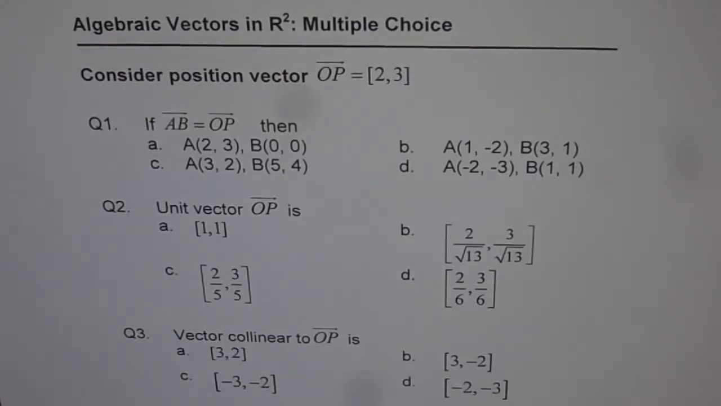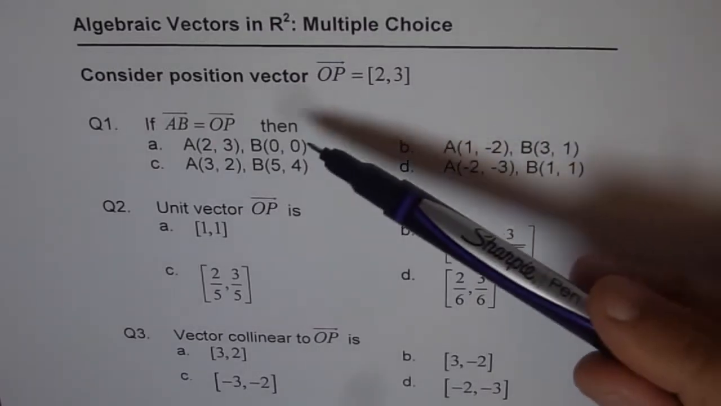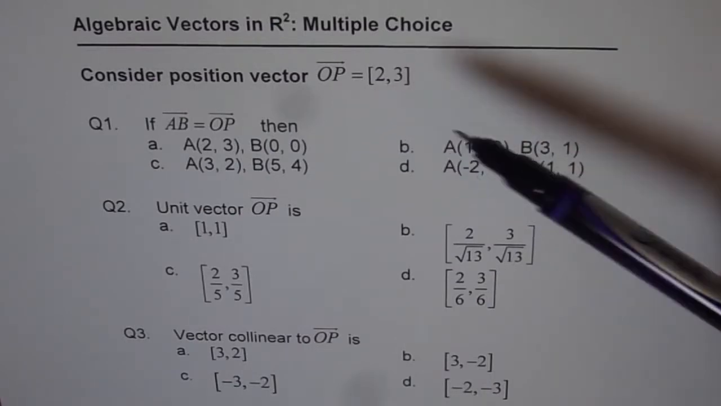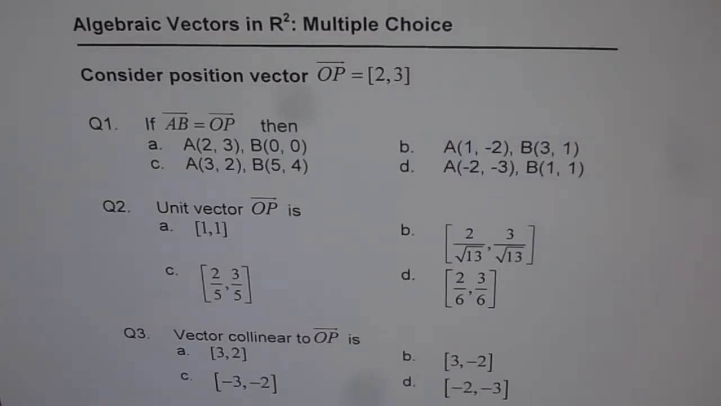Algebraic vectors in R2. We have a set of multiple choice questions here for you to review whatever you've learned and prepare for your test. For the first three questions, let us consider the vector OP, which is (2, 3). I'd like you to pause the video, copy the questions, answer them, and then look into my suggestions. That is what you should be doing for all the multiple choice questions which I have in this set of videos.